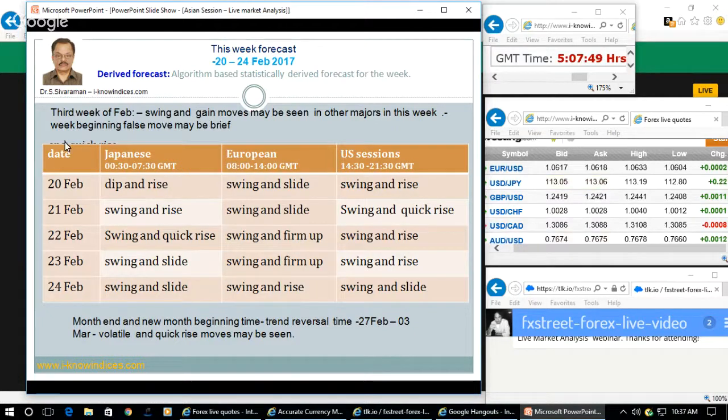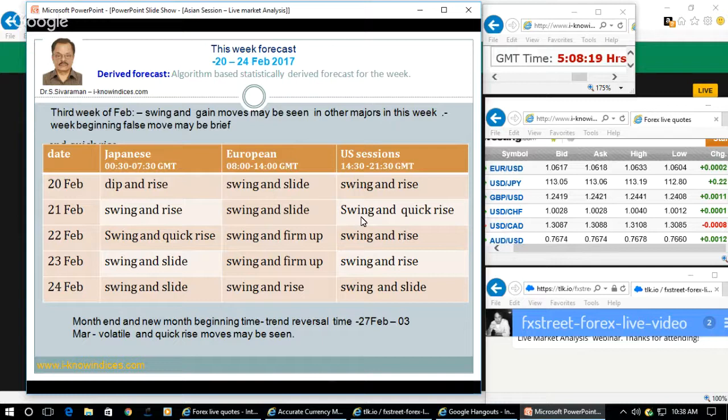and swing and rise during the US session. So you could come across the weak beginning false move today during the early part of the Japanese session and also during the late Japanese session, European session. Then afterwards they are expected to make the swing and rise. And tomorrow, 21st of February, they are expected to make the swing and slide during the European session and then a very quick rise during the European, US session.